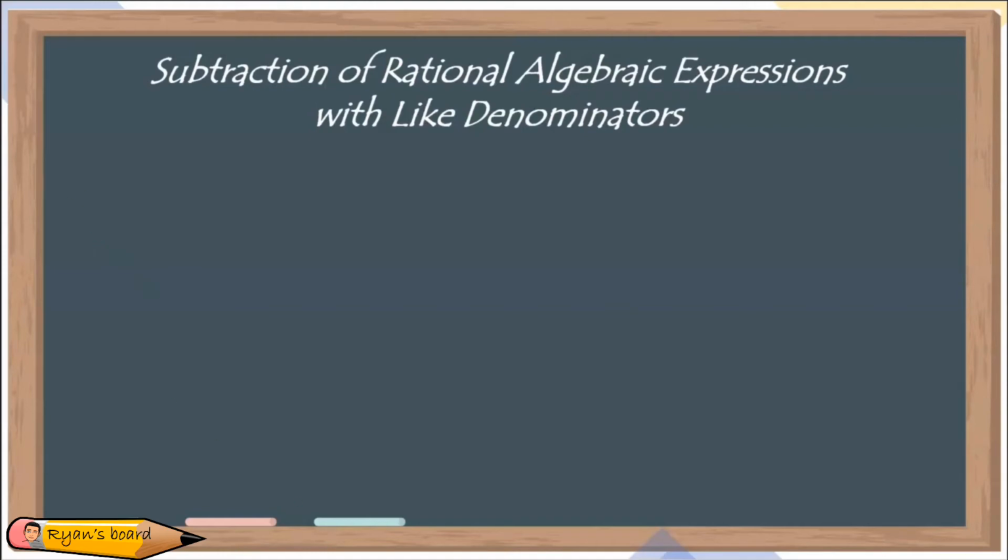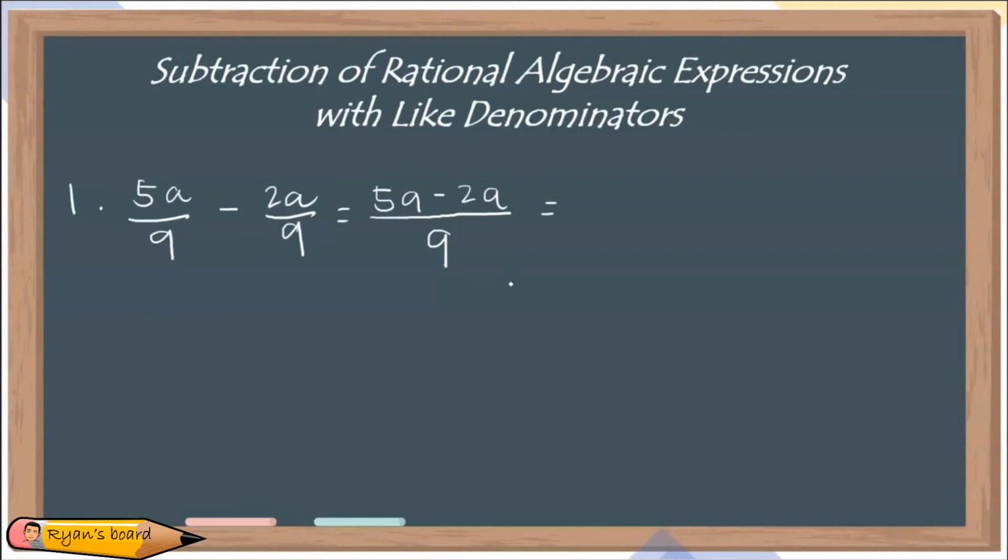Now, let's just proceed to subtraction of rational algebraic expressions. Let's try number 1. Let's say 5a over 9 minus 2a over 9. Again, parehas ang denominator, we have the same rule. Copy the denominator. Now, since subtraction na yan, minus na tayo dito sa taas. So, what is 5a minus 2a? Pwede bang i-minus yan? Of course, kasi para silang may a, that is 3a.